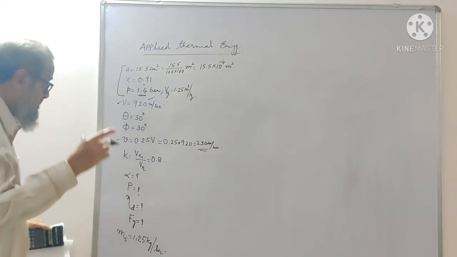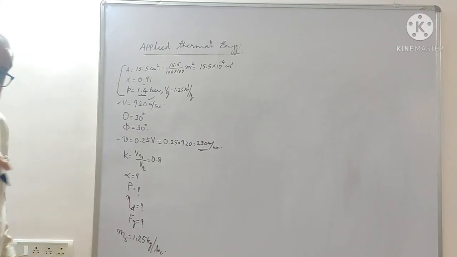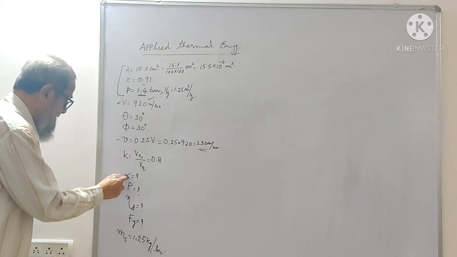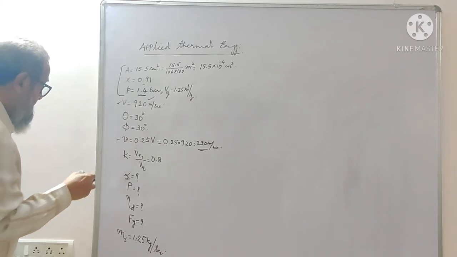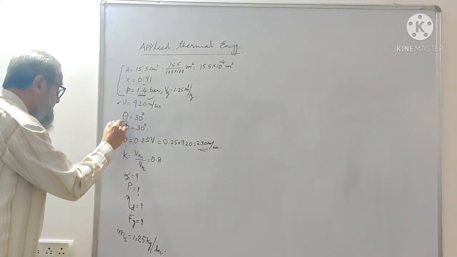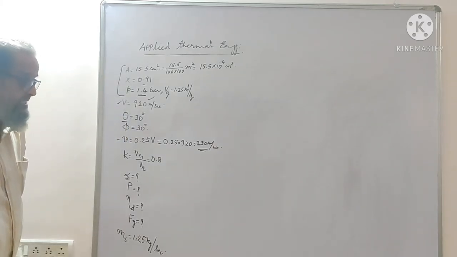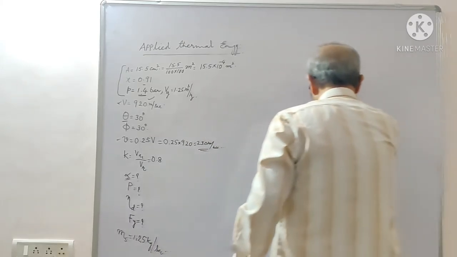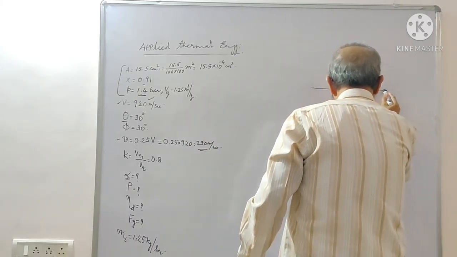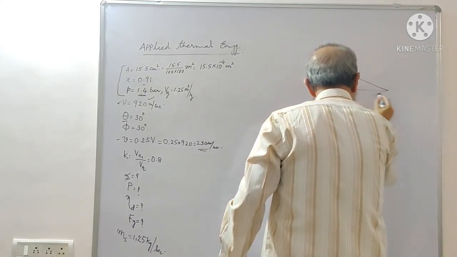This is known. Normally they used to give alpha, that is the nozzle angle at inlet. But here he is asking us to find out the nozzle angle. It is not given. Instead of the nozzle angle, this is given. Now I will draw a rough velocity triangle here. So this is, let us say, V.